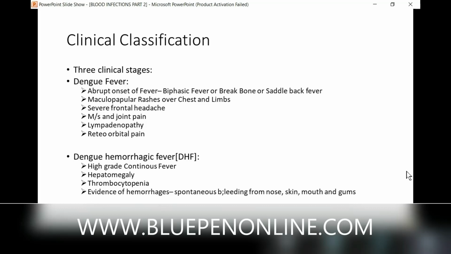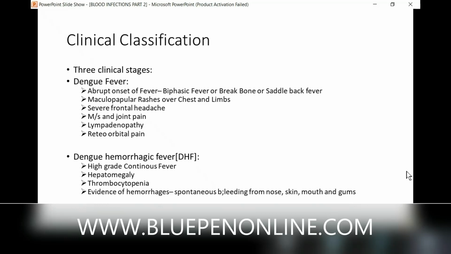There will be severe frontal headache. The severe frontal headache is actually because of dehydration. A person will be dehydrated and have a low platelet count, and otherwise he'll have the severe frontal headache. Then there will be muscle and joint pain, lymphadenopathy, and retroorbital pain.